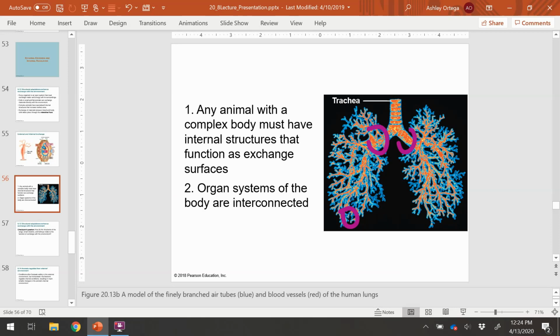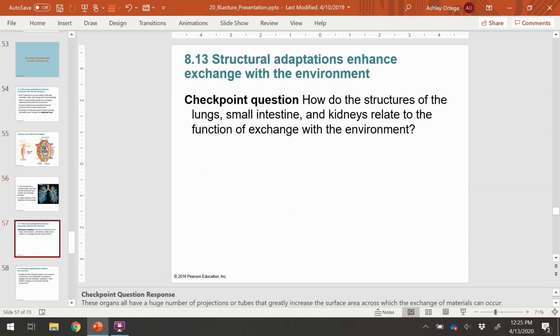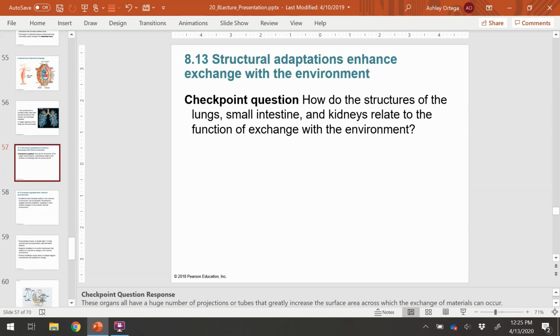But other examples are your small intestine, which is going to exchange nutrients with the rest of the body through the circulatory system, and then your kidneys are also responsible for exchanging nutrients and waste, forming waste for the body. So the structures of the lungs, small intestine, and kidneys all function in exchange. Lungs for gas exchange, small intestine for nutrient exchange, and kidneys for metabolic waste exchange.